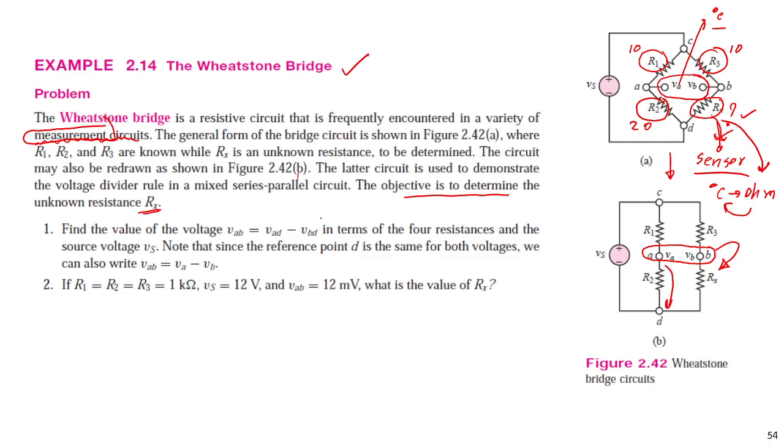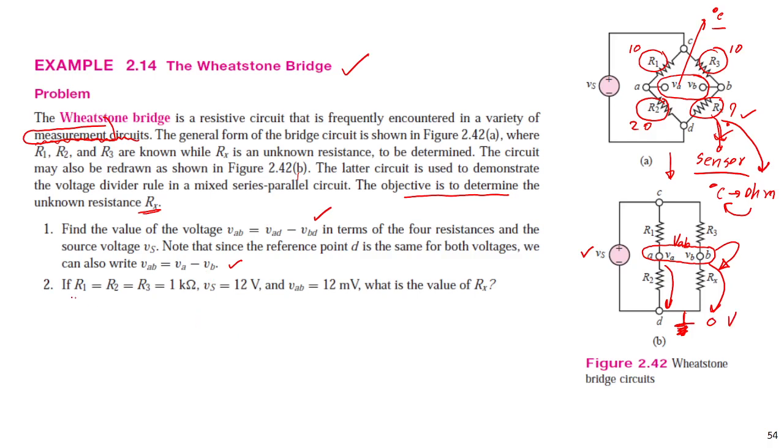VAB is VAD minus VBD, by using KVL. VAB, the voltage between A and B, is VA minus VB, and D is the reference. For example, it's the difference between VAD and VBD, and the source is Vs here. Or we can write VAB is VA minus VB if we make D the reference or zero voltage.